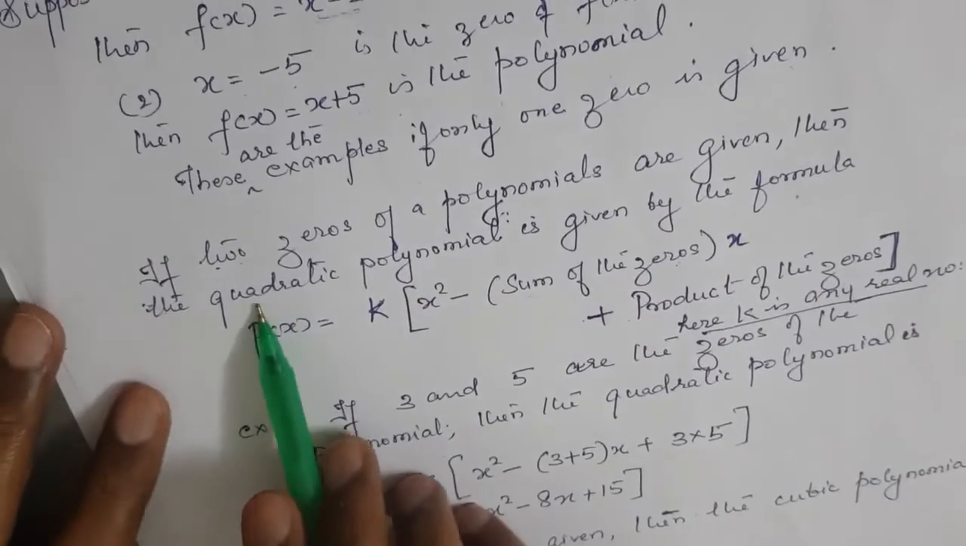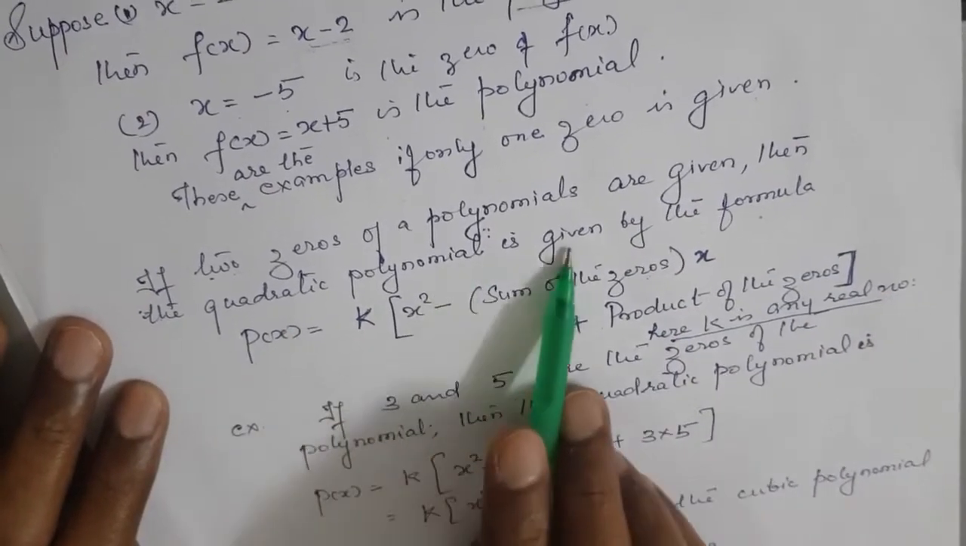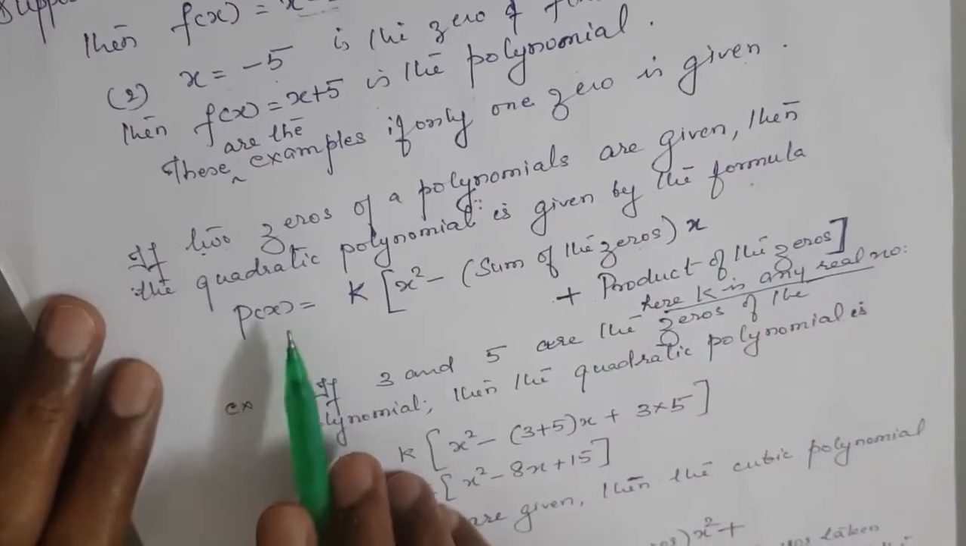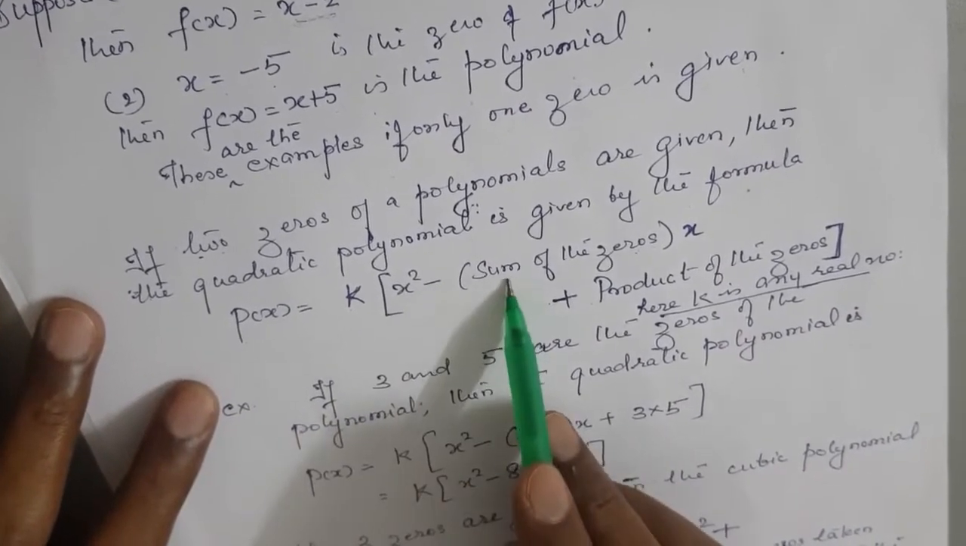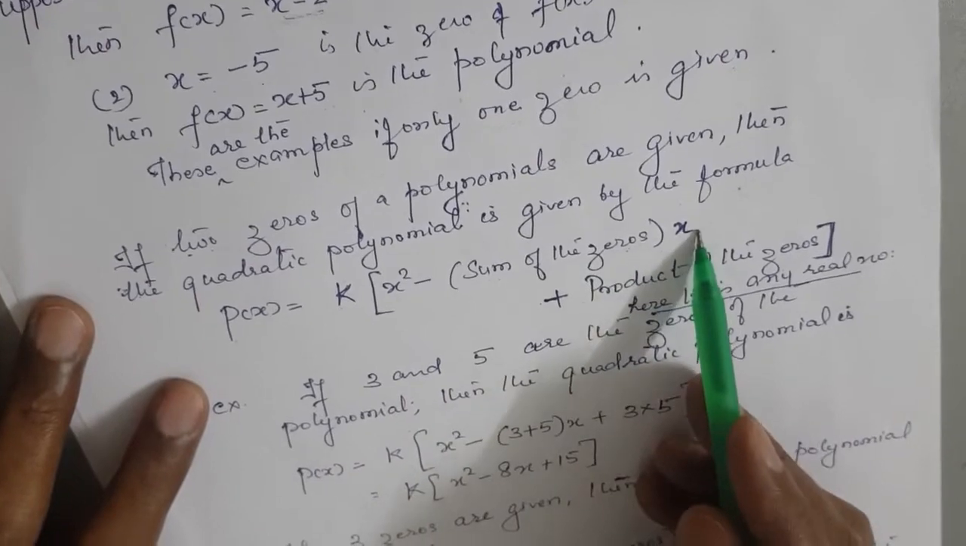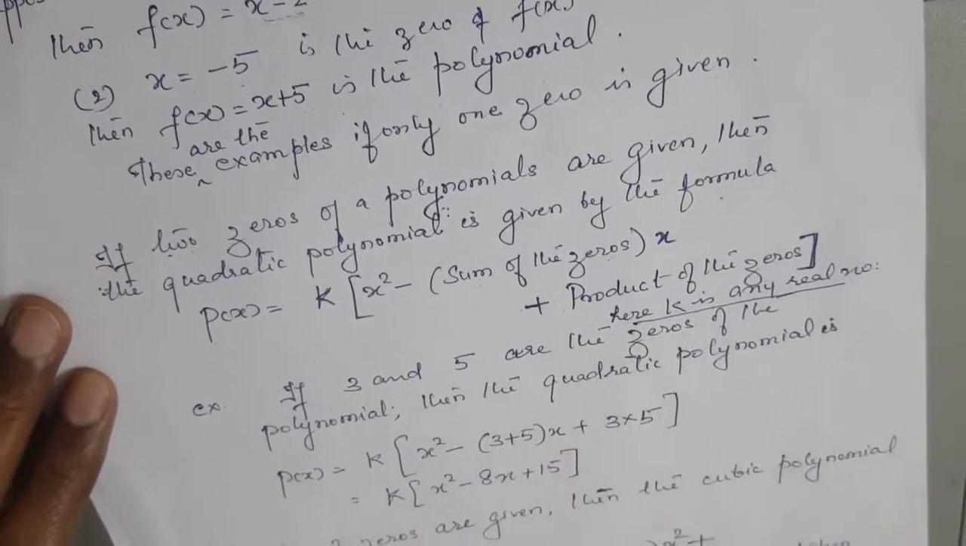Now, if two zeros of a polynomial are given, then the quadratic polynomial is given by the formula p(x) is equal to k times x square minus sum of the zeros into x and then plus product of the zeros. Here k is any real number.